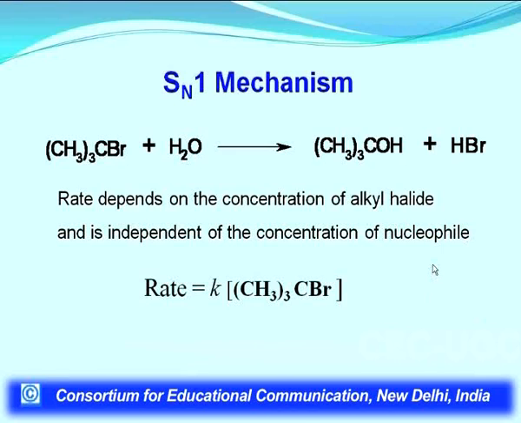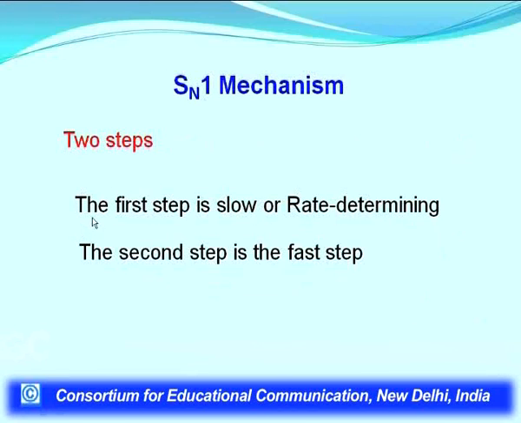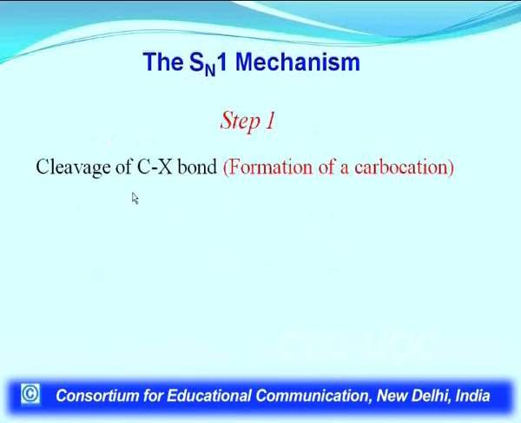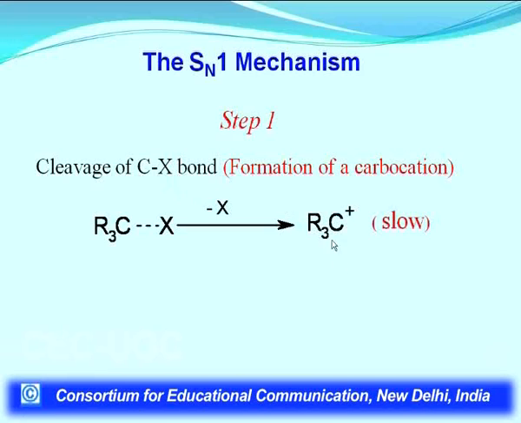So, on this basis a two-step mechanism is proposed, where the first step is slow, or rate determining, and only the alkyl halide is involved. The second step is the fast step, where our nucleophile is involved. The mechanism is written like this: the first step is cleavage of the carbon-halogen bond. When this bond is cleaved, the halogen leaves with a negative charge, so carbon is left with a positive charge, and such species are known as carbocations.